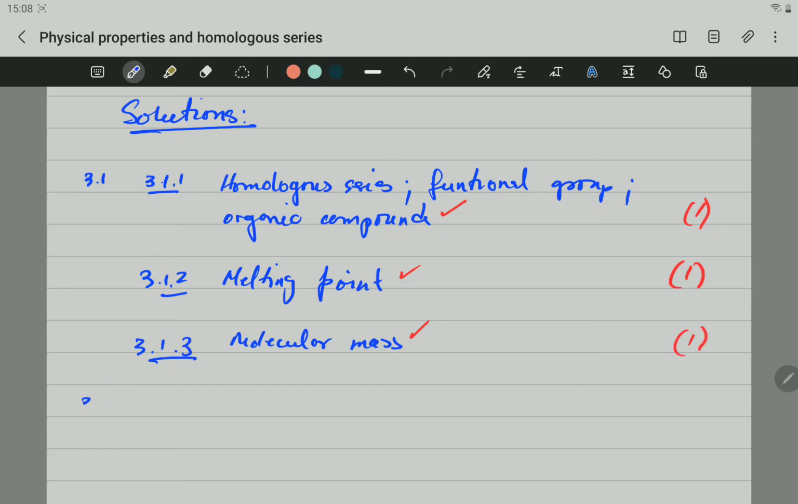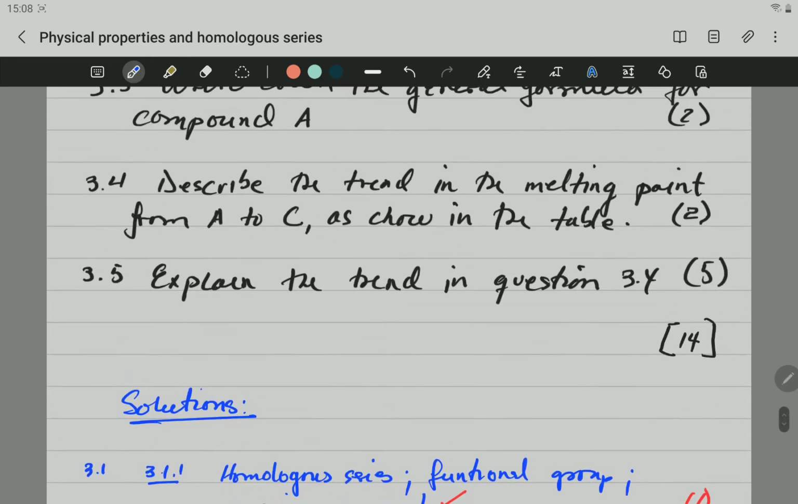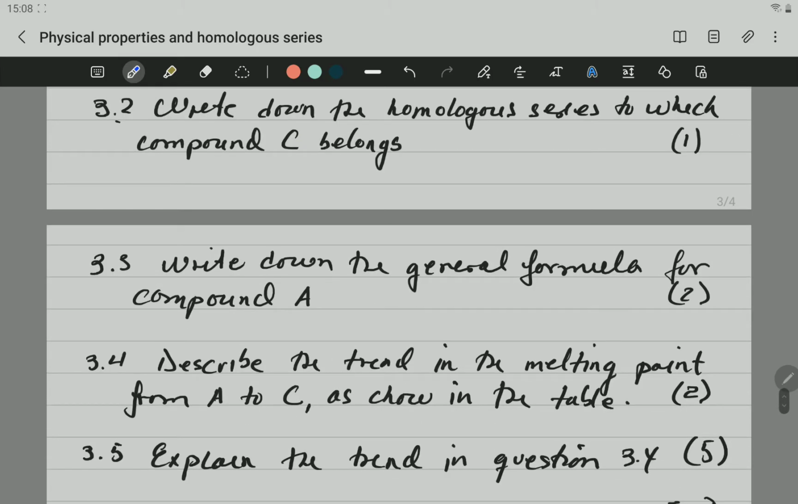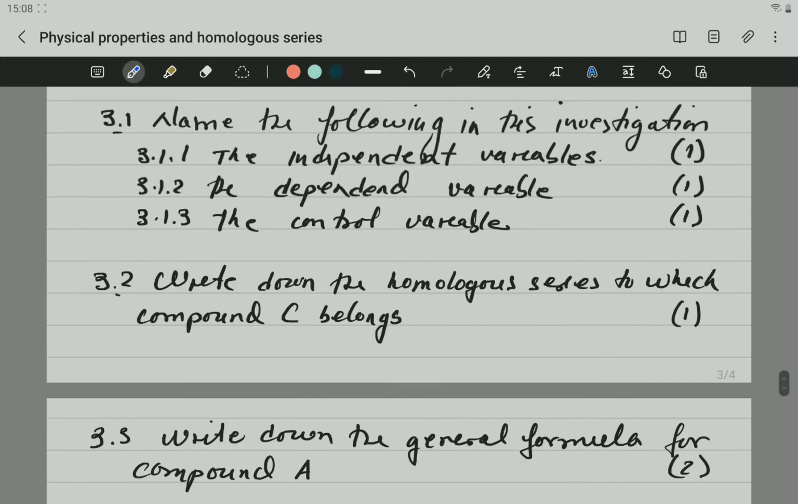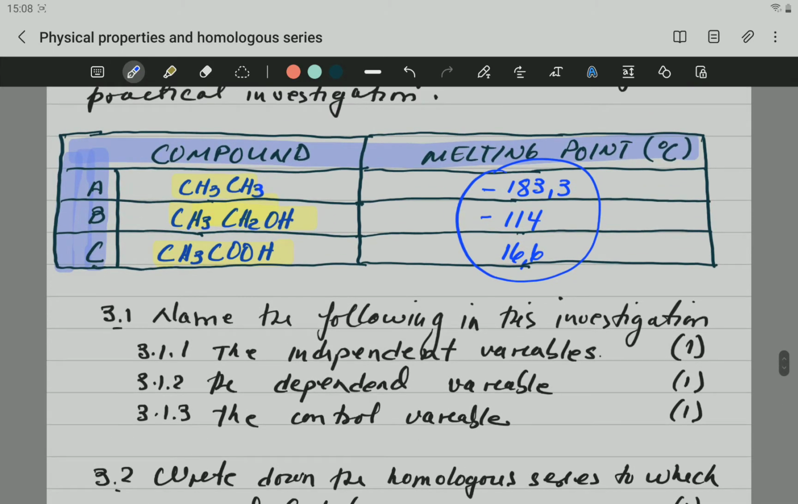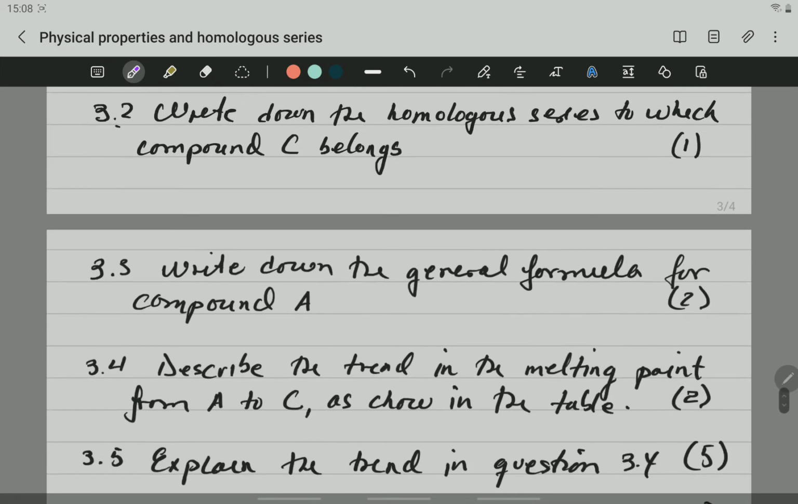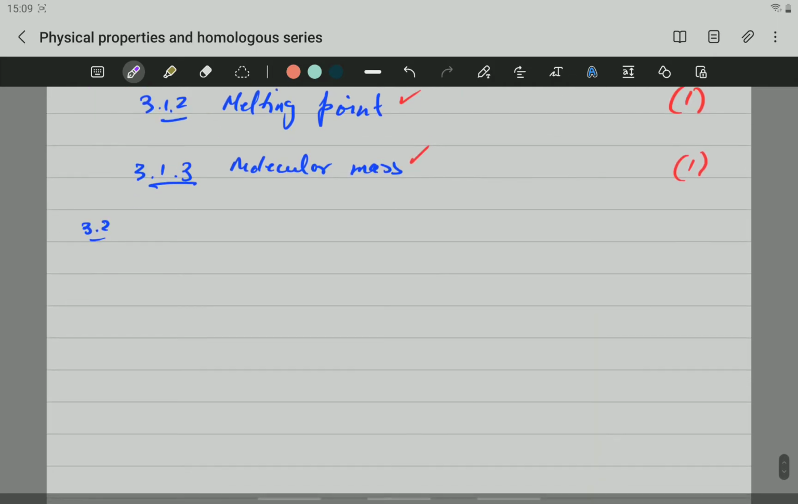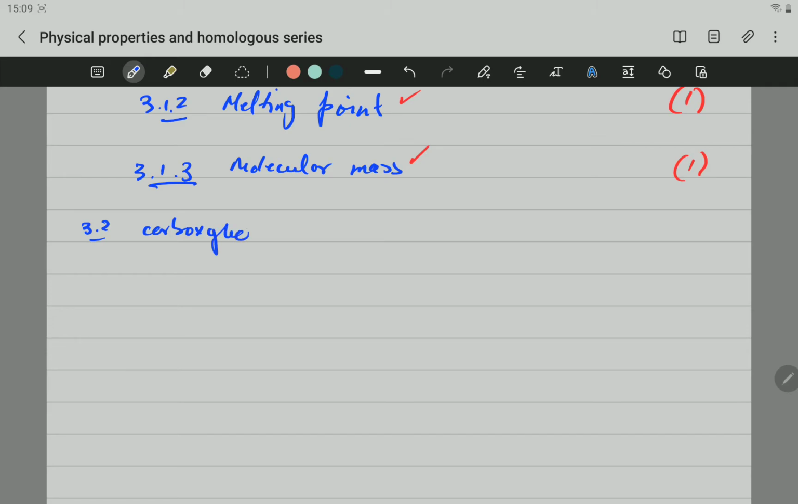Now question 3.2, we are almost at the part that is important for this video. The question 3.2, write down the homology series to which compound C belongs. Now remember, we need that one anyway. So compound C, you can see here the functional group. On this side here is the functional group COOH, and that one will be a carboxylic acid. Carboxylic acid, and there is 1 mark for that.